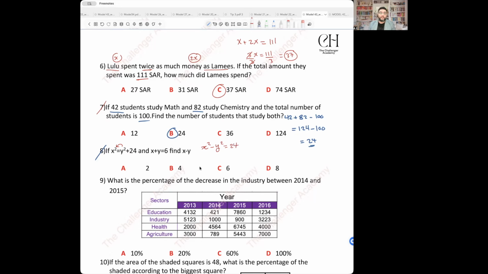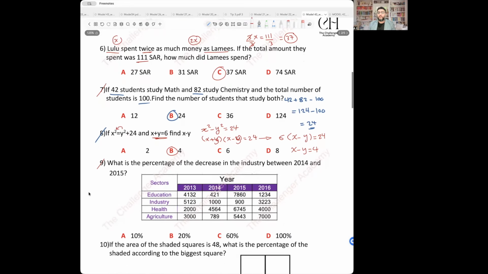And as we mentioned at the beginning of the video, we have the difference between two squares. We can write it as x plus y times x minus y. This equals 24. So in x plus y times x minus y, you can replace x plus y with 6. So it will be 6 times x minus y equals 24. Divide both sides by 6. So x minus y equals 4. So the answer is 4. Let's move to question 9.